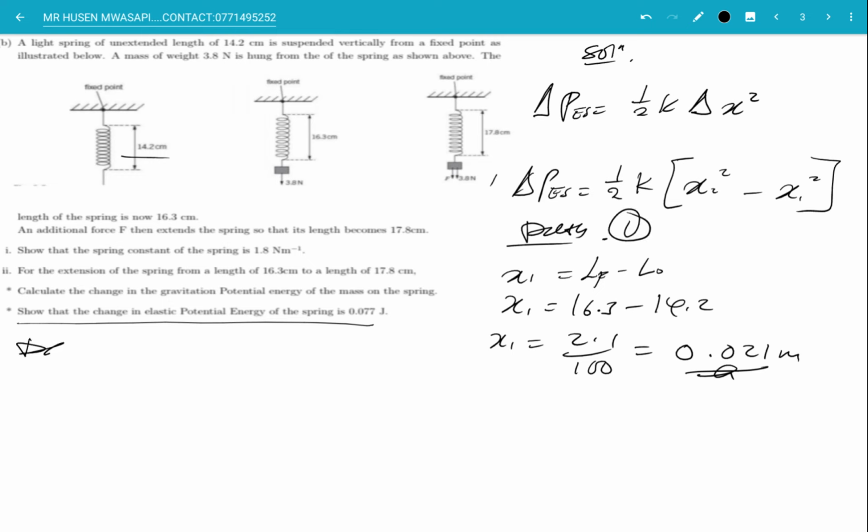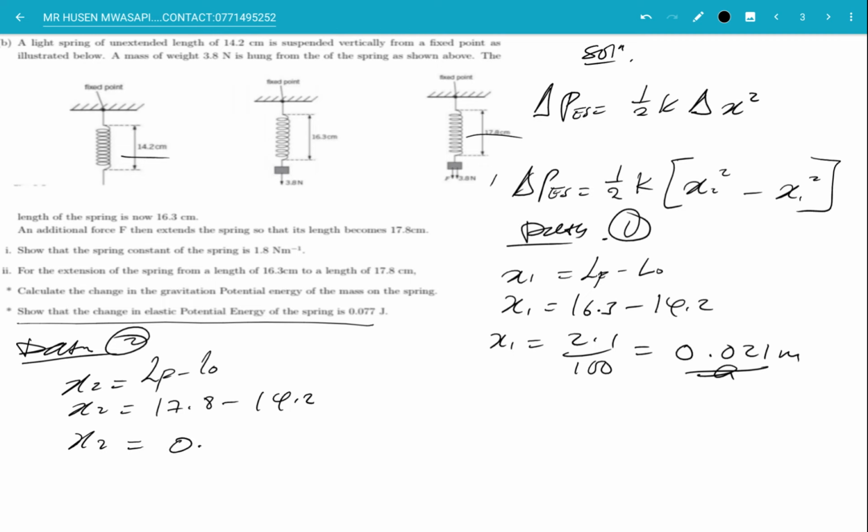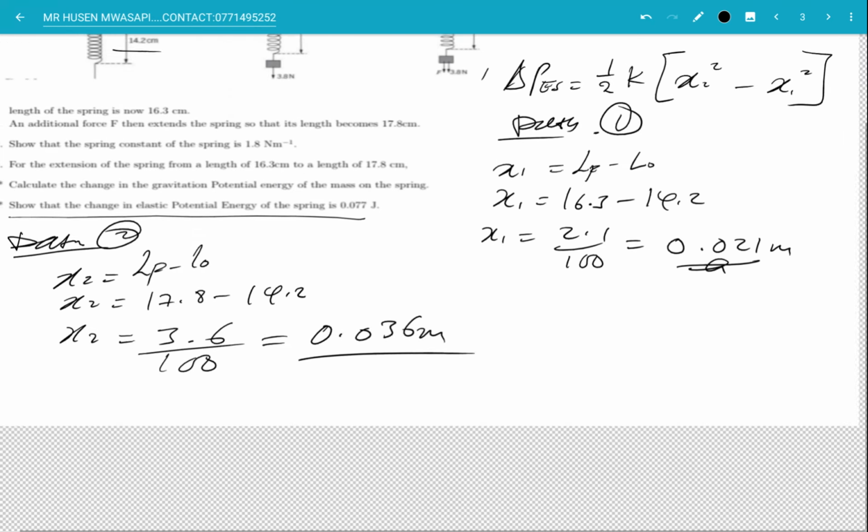So that's our data 1. For extension 2, let's call it data 2. So x2 is equal to length final minus length initial. We just say extension 2 is equal to length final, which is 17.8, minus length initial, which is 14.2. Okay, let's not do it fast. If we do it, we end up having 3.6 centimeters. Divide by 100, and this gives you 0.036 meters.